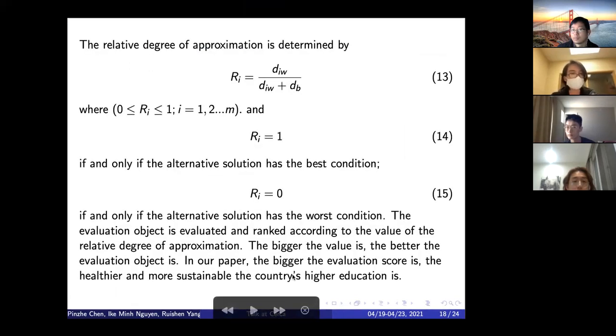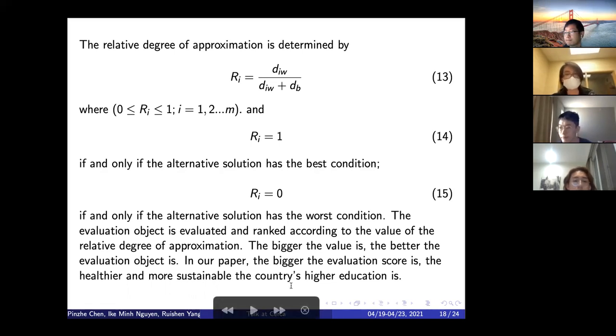Finally, we convert those distances to numbers ranging on a scale from 0 to 1. If the country we are evaluating possesses the highest value of an attribute, which is AB, then we should obtain a value of 1. And if the country that we are evaluating possesses the lowest value of an attribute, which is AW, then we would obtain a value of 0. This is called the relative degree of approximation, which we will use to rank the countries. The closer the value is to 1, the healthier and more sustainable a country's education system is.